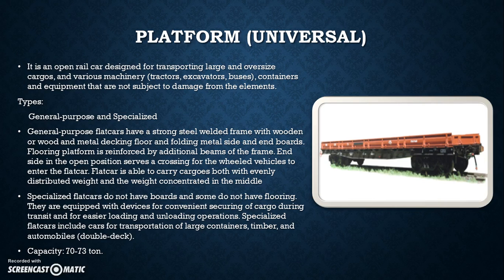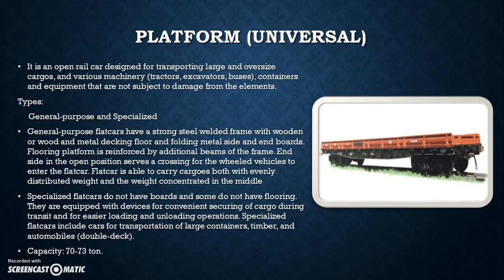Then we go to the universal platform. Platform is an open rail car designed for transporting large and oversized cargoes and various machinery such as tractors, buses, and so on, containers and equipment that are not subject to damage from the elements. So the platform consists of an open flat deck on 4 or 6 wheels or a pair of trucks or bogies. The deck of the car can be wood or steel, and the sides of the deck can include pockets for stakes or tie-down points to secure loads.